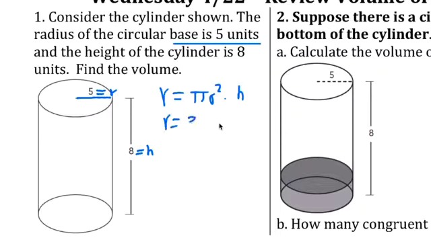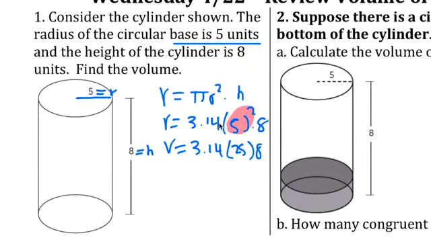So you're multiplying 3.14 times radius, which is squared, times 8. So this is 25, and if you do volume equals 3.14 times 25 times 8, you will get the volume is 628 units cubed.